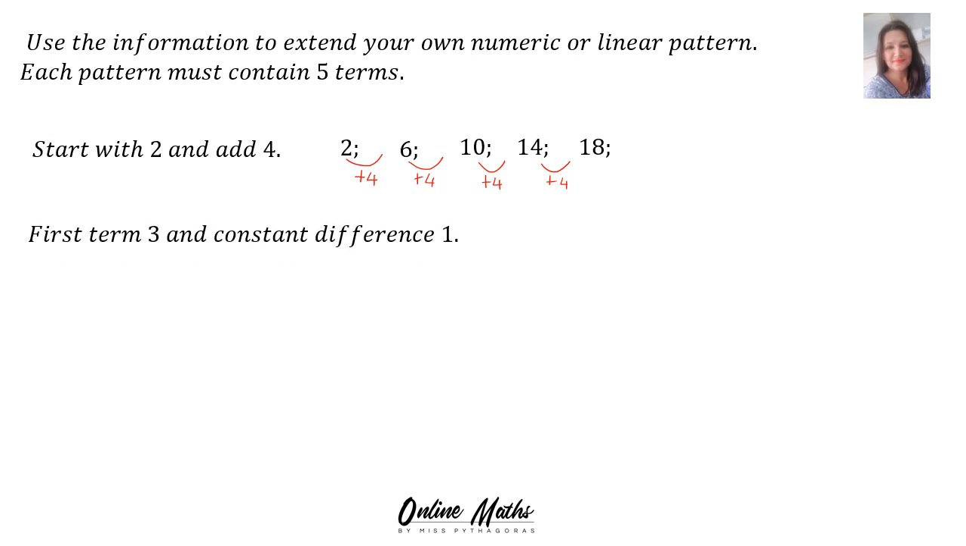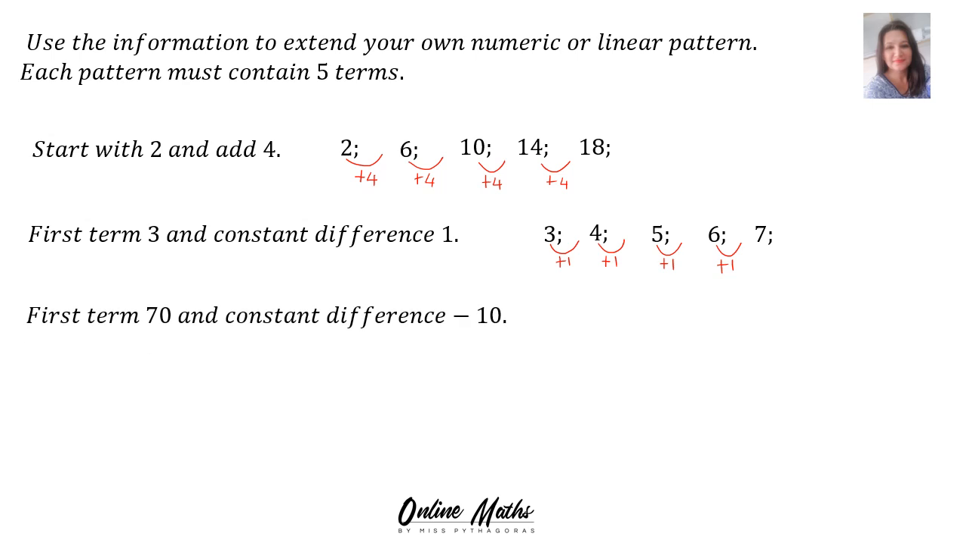The next one, first term 3 and a constant difference of 1. We start with a 3. A constant difference means you add 1 to get to the next term, which is 4. Constant difference of 1, add 1. The next term is a 5. To get to the next term, you add the constant difference, which is 6. To get to the last term, the fifth term, you add 1. Answer is 7.